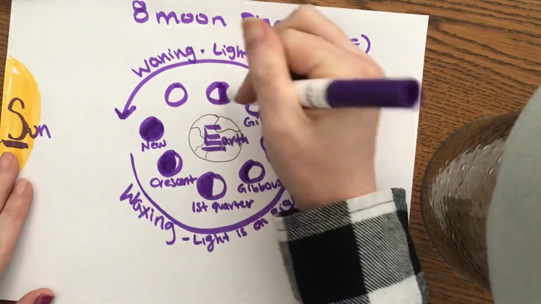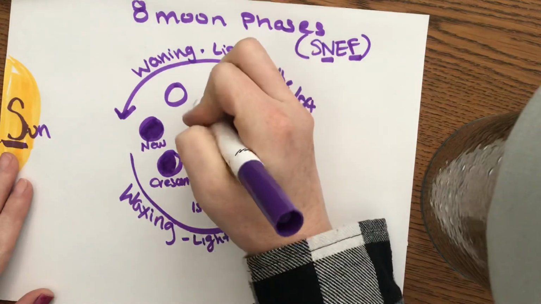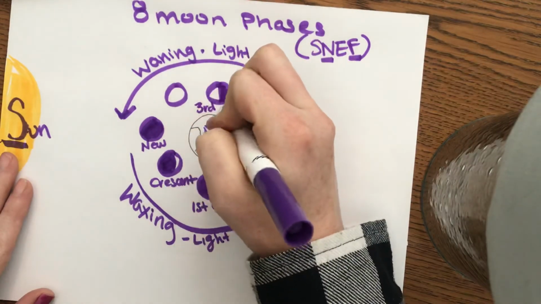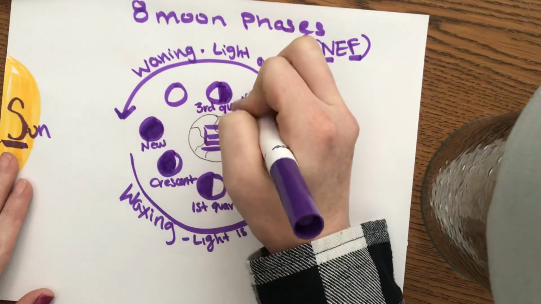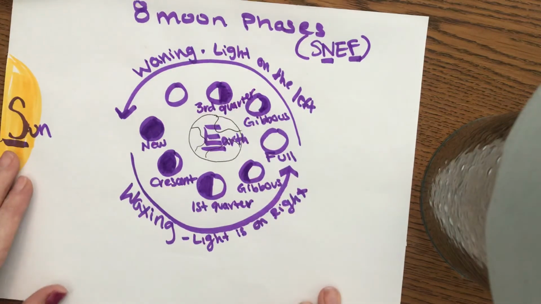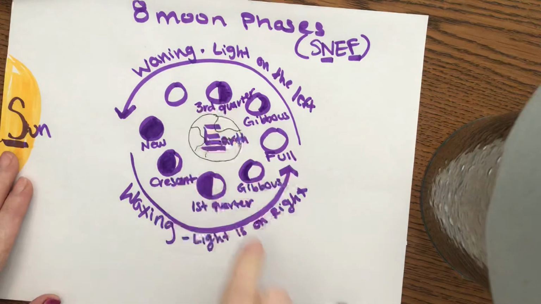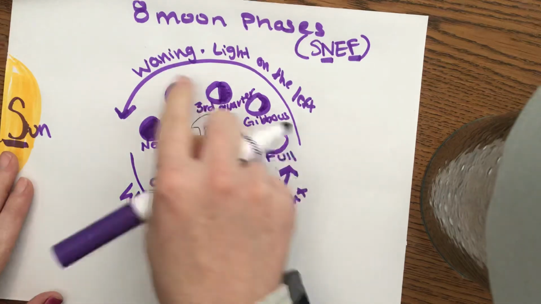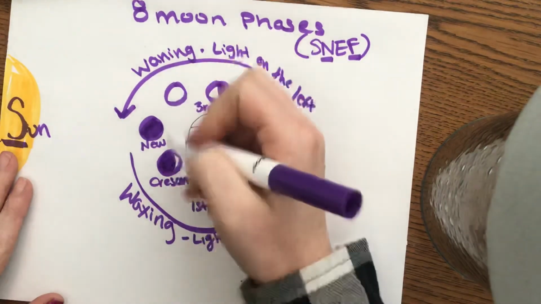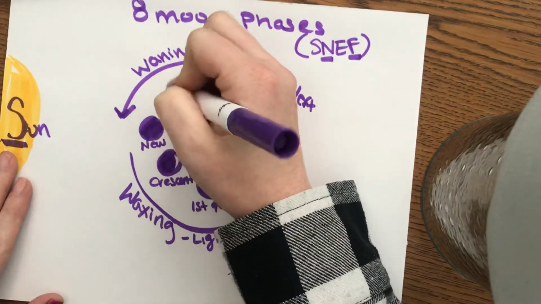So our light is on the left on this side. And instead of a first quarter, it's called a third quarter. Or sometimes you'll see it referred to as last quarter. And that just means the light's on the left, halfway lit up. Then over here we have the same thing, a crescent. It's just on the opposite side.